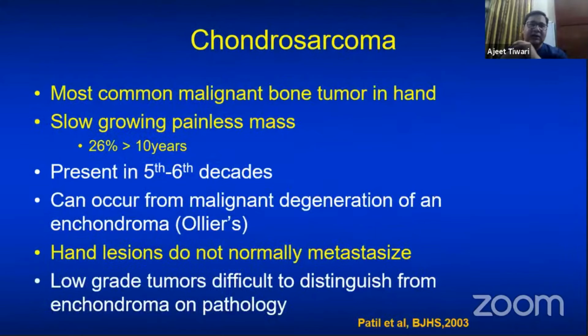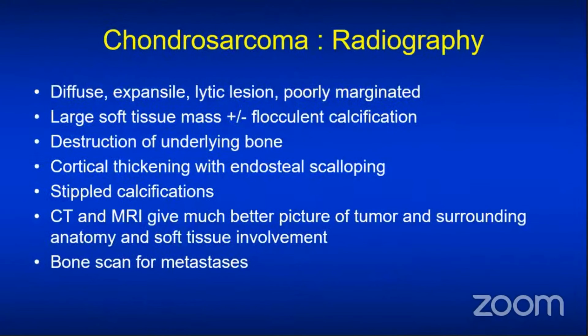The second kind of tumor which can happen over the distal aspect of the radius is chondrosarcoma, which is the most common malignant bone tumor in the hand. It is slow growing, painless, and around 26% of the patients have symptoms for more than 10 years. It presents in the fifth to sixth decade, and hand lesions do not normally metastasize. It's a low-grade tumor, difficult to distinguish from an enchondroma.